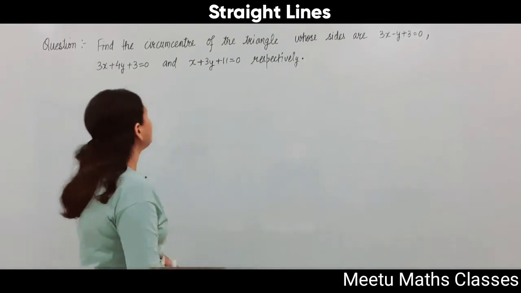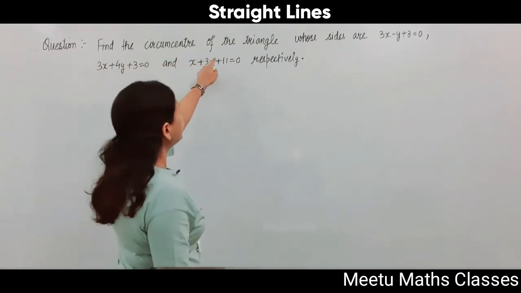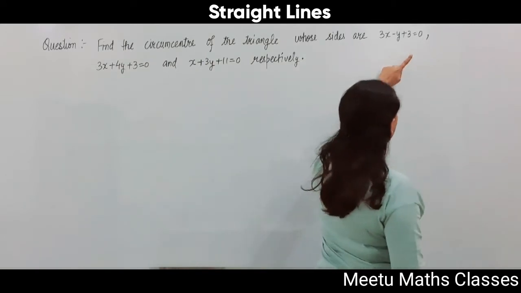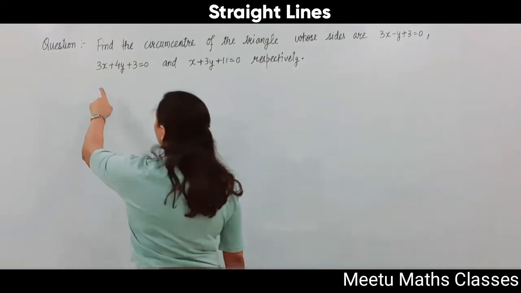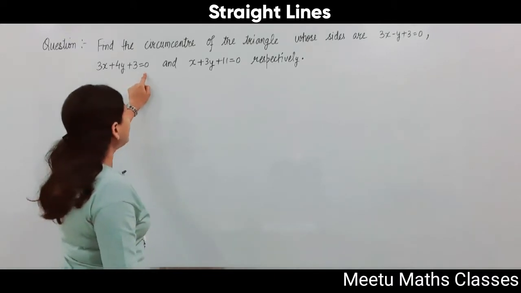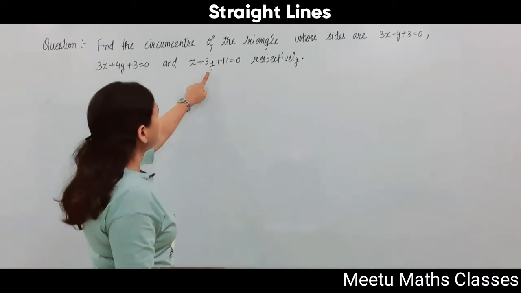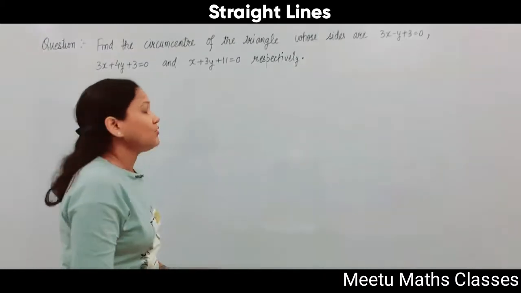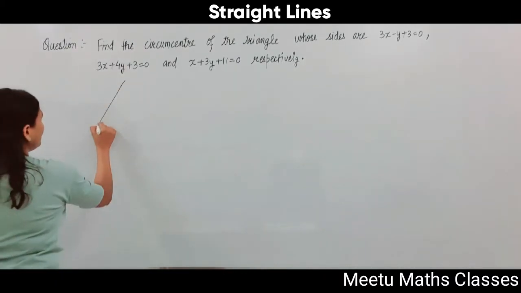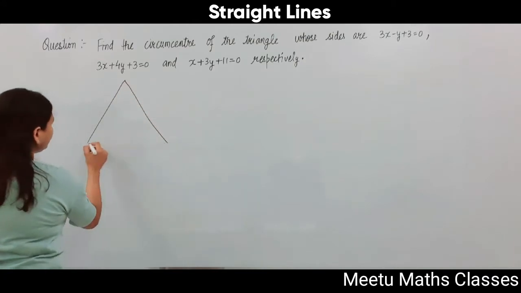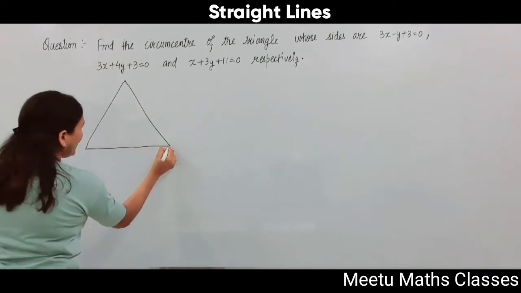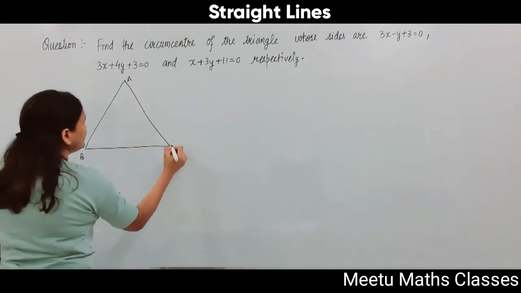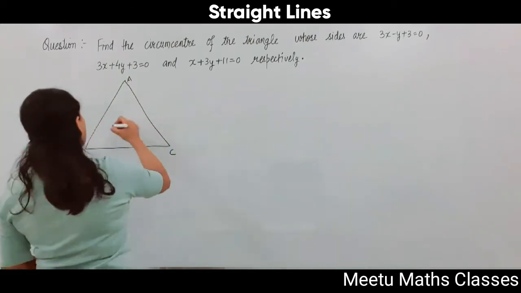Your question is, find the circumcenter of the triangle whose sides are 3x minus y plus 3 is equals to 0, 3x plus 4y plus 3 is equals to 0, x plus 3y plus 11 is equals to 0 respectively. So, we are given a triangle ABC with the equation of all the three sides.